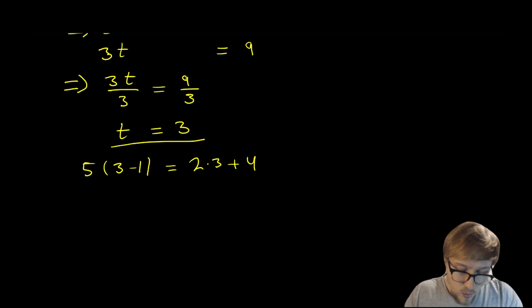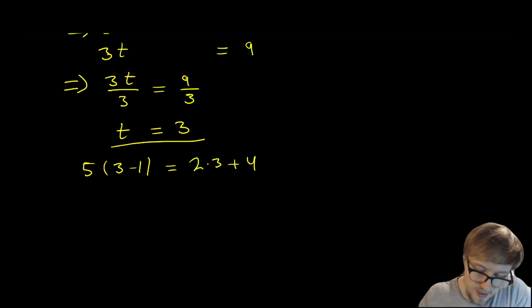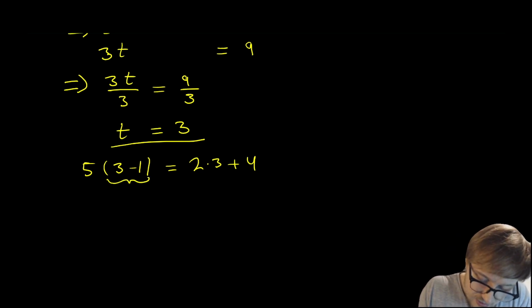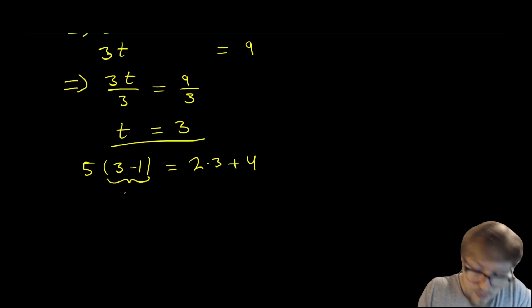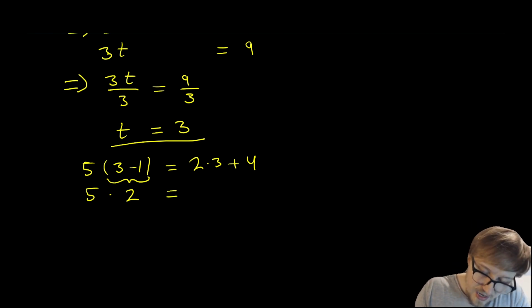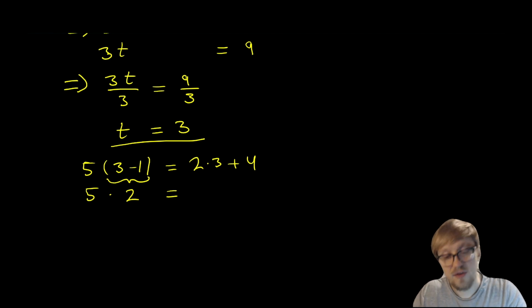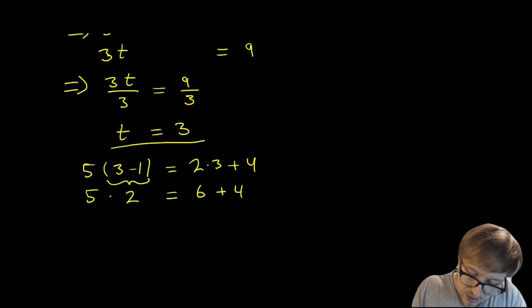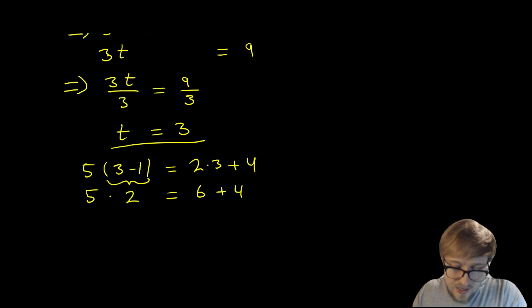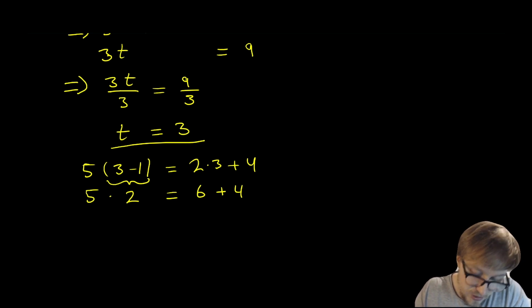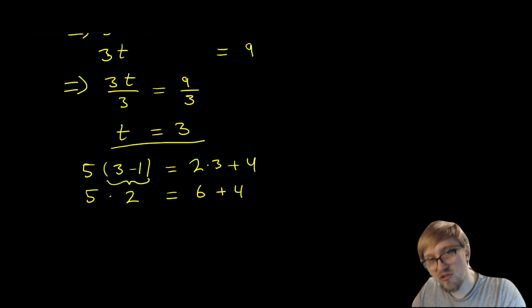So we now have to simplify this expression. The first thing we can do is evaluate the parenthesis. So this parenthesis here is going to be 3 minus 1, which is going to give us 2. So we have a 5 times 2 on the left-hand side. And then over here on the right-hand side, we have 2 times 3, which is going to give us 6, and then plus 4. And then finally, we can evaluate the rest of the multiplication on the left-hand side and the addition on the right-hand side.